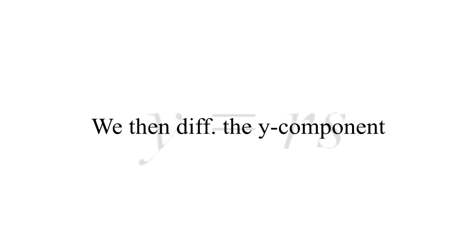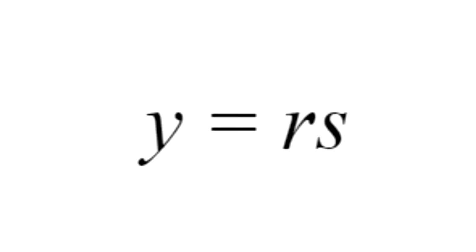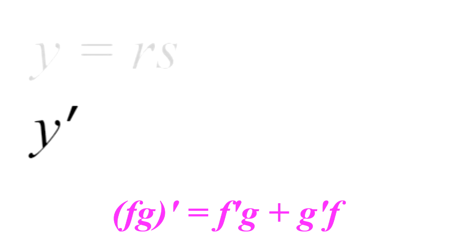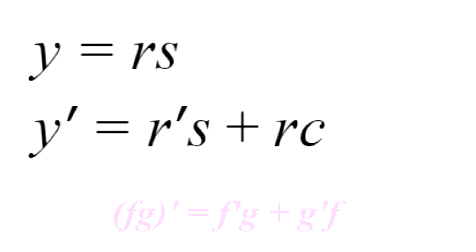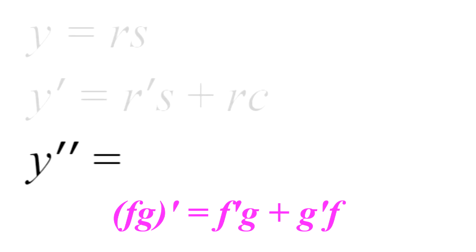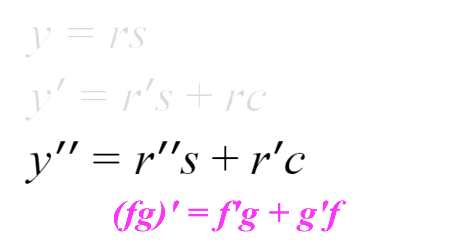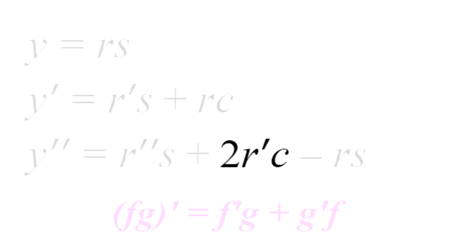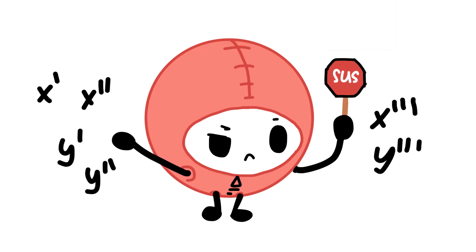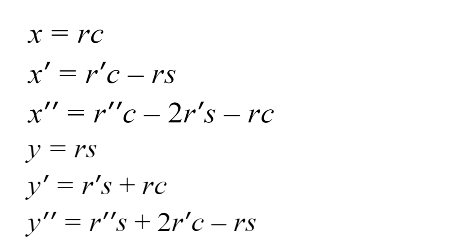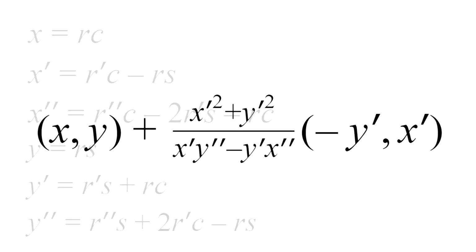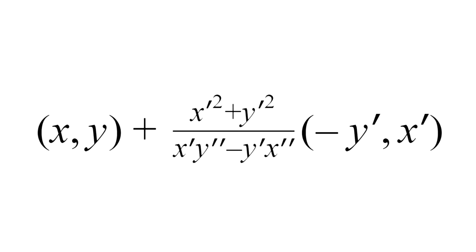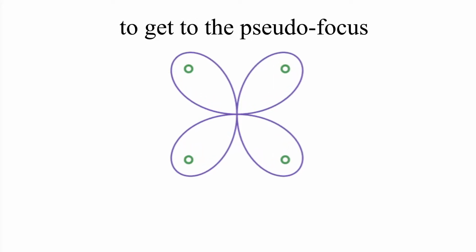After that, we differentiate the y component, y equals rs. Then, using the chain rule, the first derivative will be r prime s plus rc. Then, we differentiate again to get the expression r prime s plus r prime c plus r prime c minus rs. And similar to before, the r prime c terms are combined into 2 r prime c. Now the reason I stopped at the second derivative is because what we derived is enough to plug into the evolute parameter, and doing so is the next step we'll take to get to the pseudo-focus.